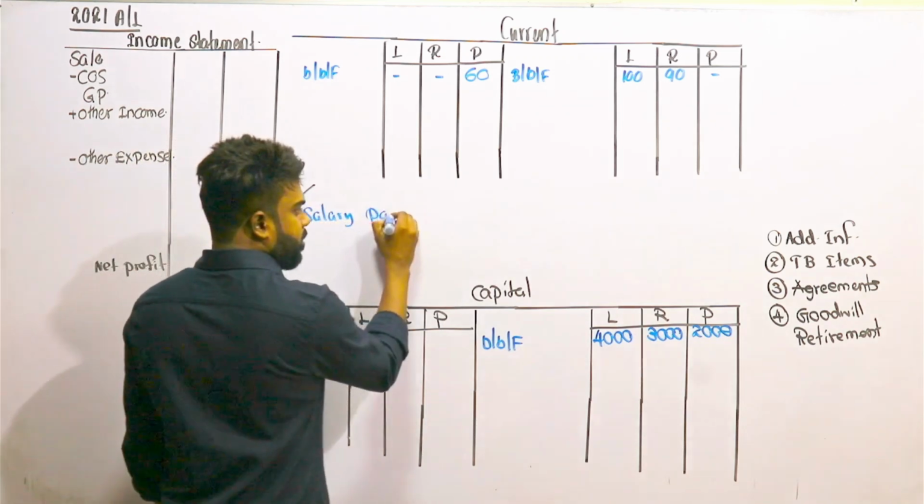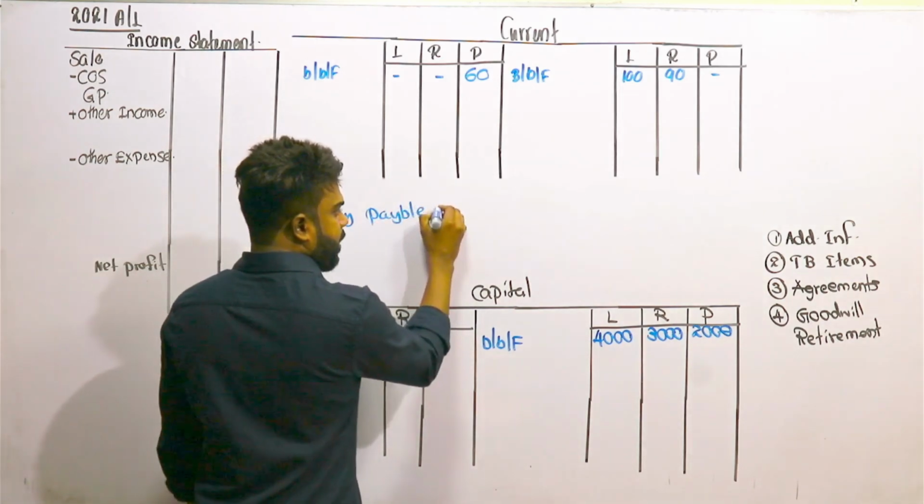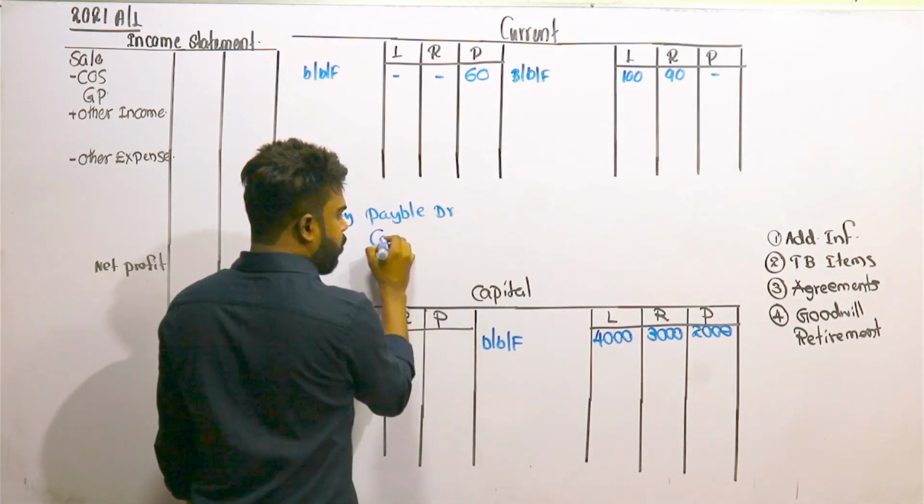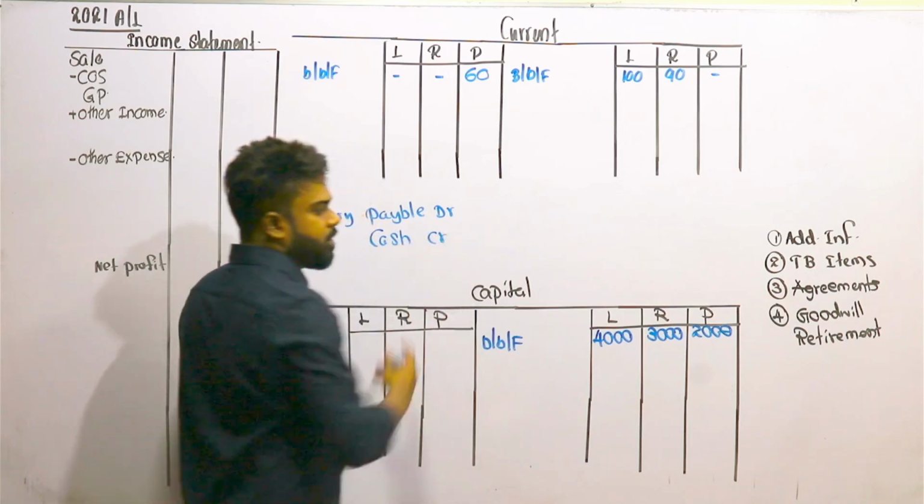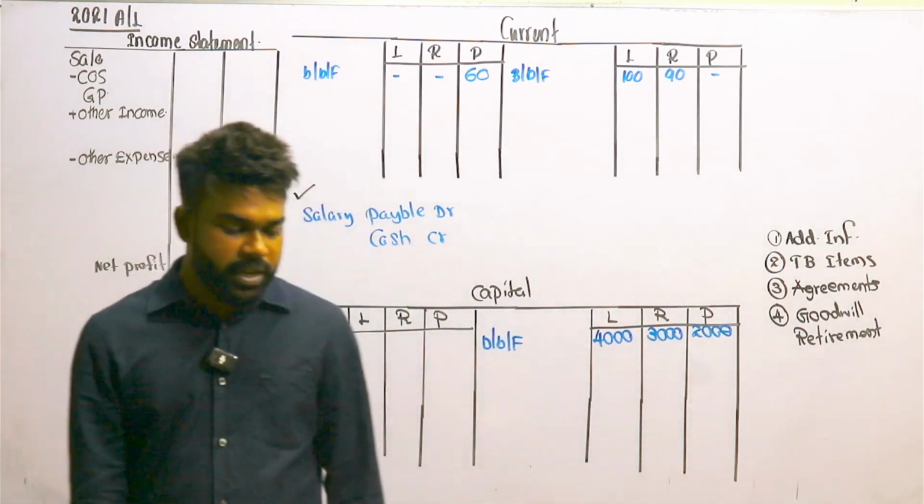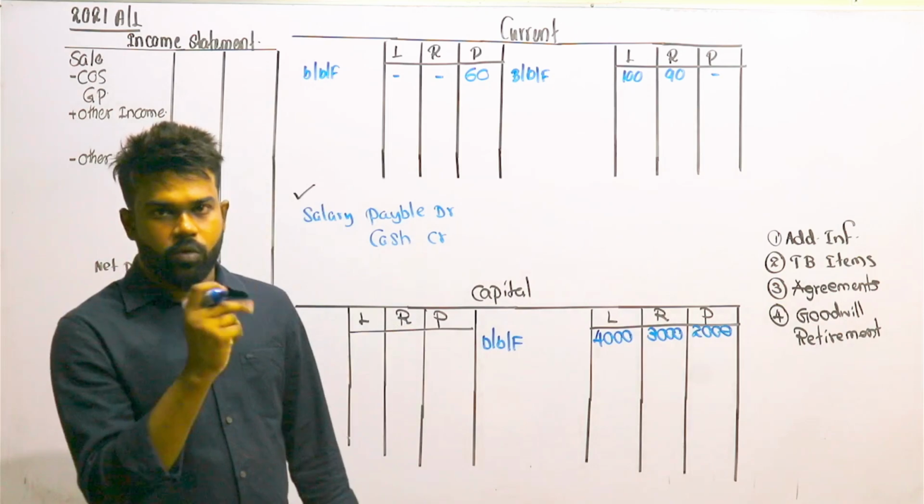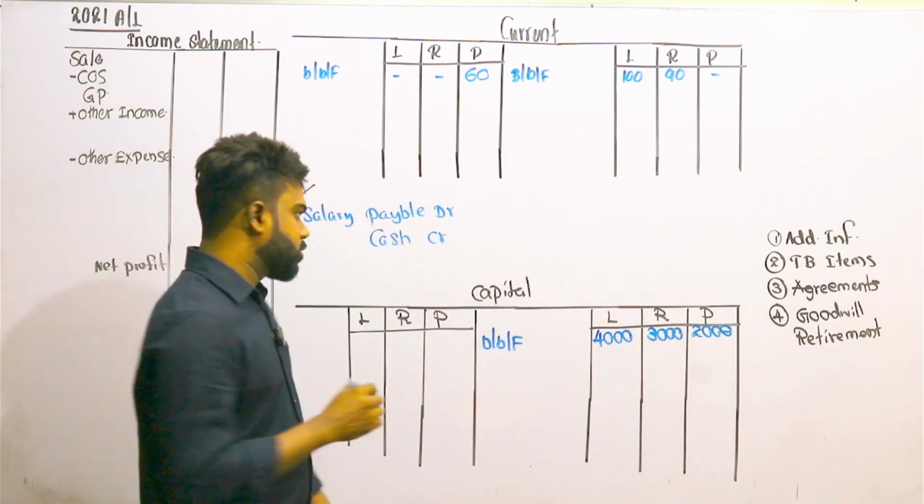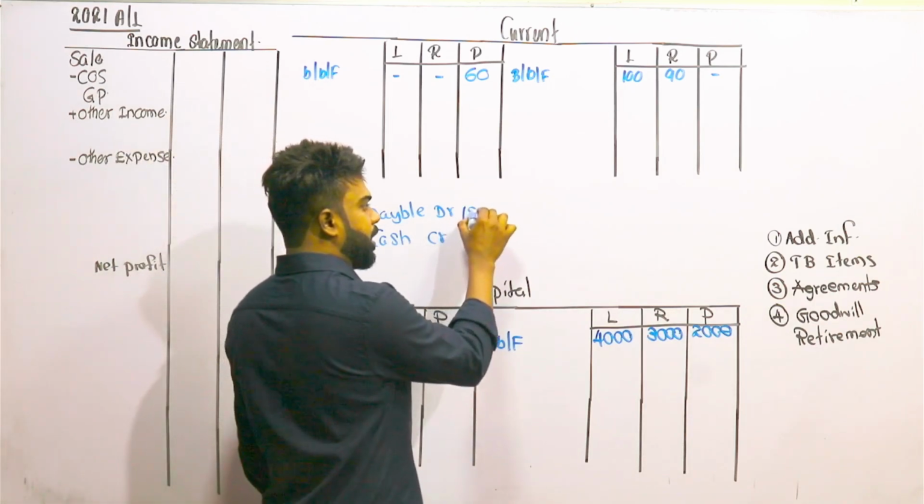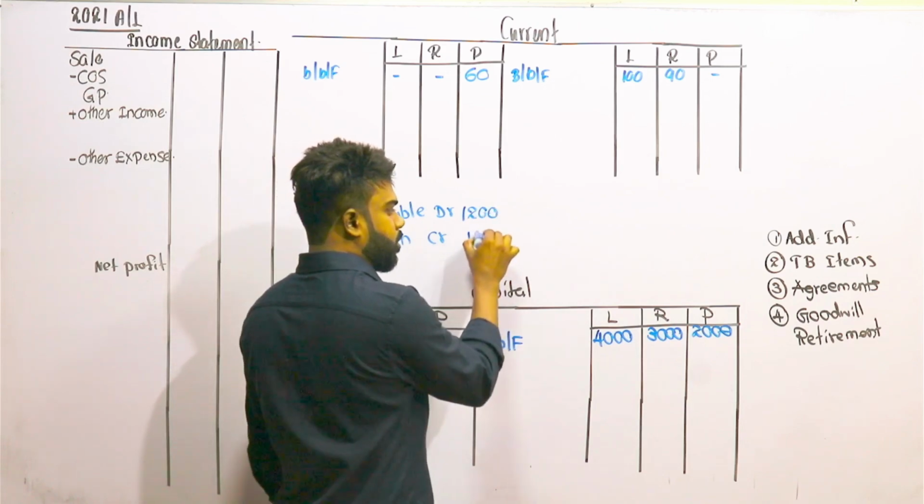Salary payable debit, cash credit. Therefore, what is the total of this question? Salaries, look at 500, 400 and 300. The total is 1200. I'll take it as 1200.